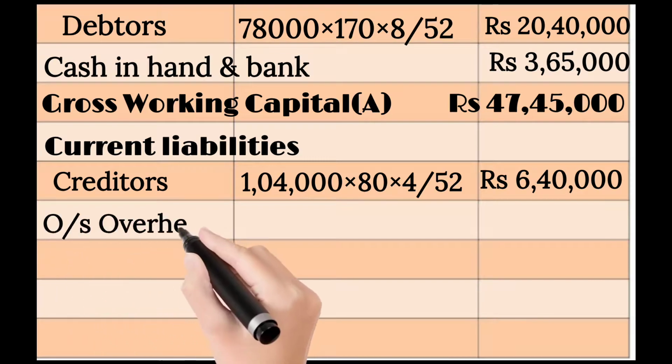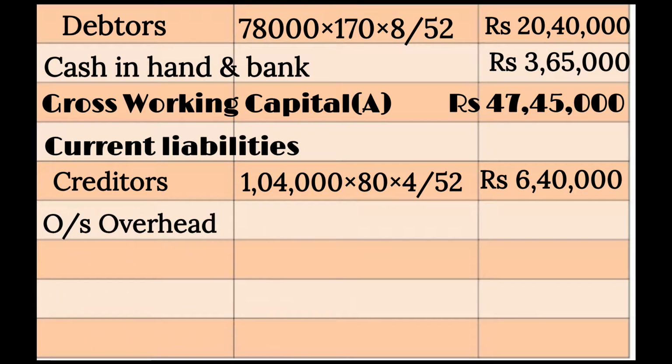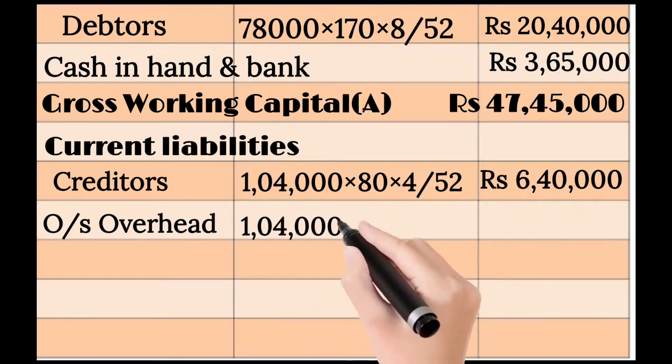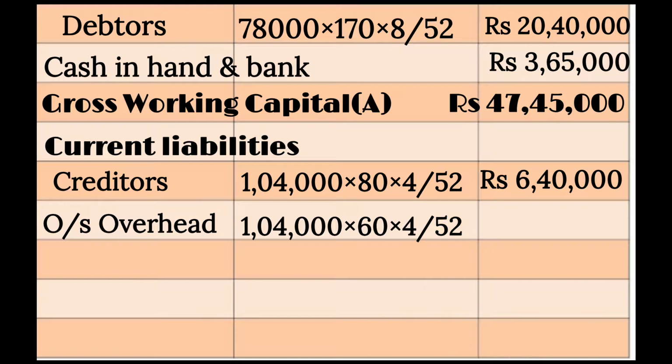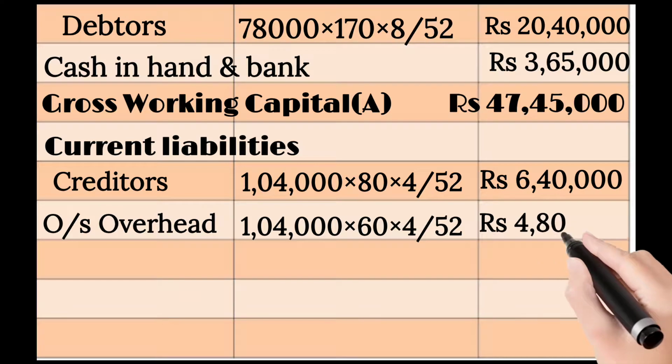After this, the next liability is the payment of overheads, that is the outstanding overheads. For this, we will consider the total production 1,04,000 into per unit cost of overhead rupees 60 into the holding period of 1 month, which is equal to 4 weeks, that is 4 divided by 52. We calculated it and we get rupees 4,80,000.